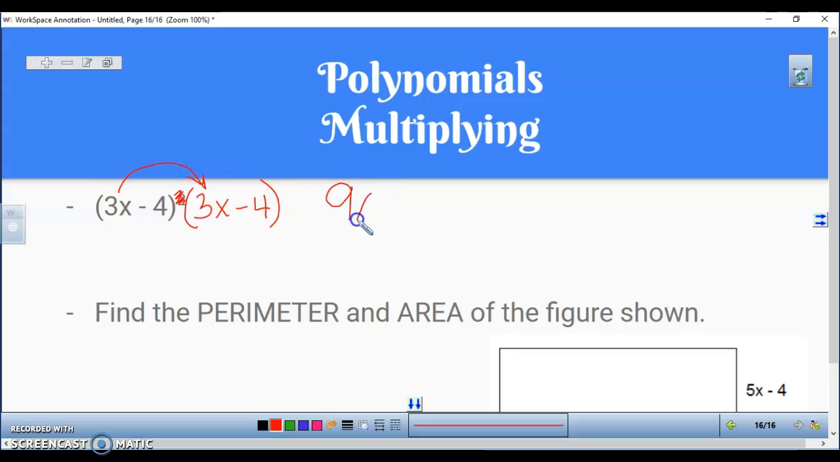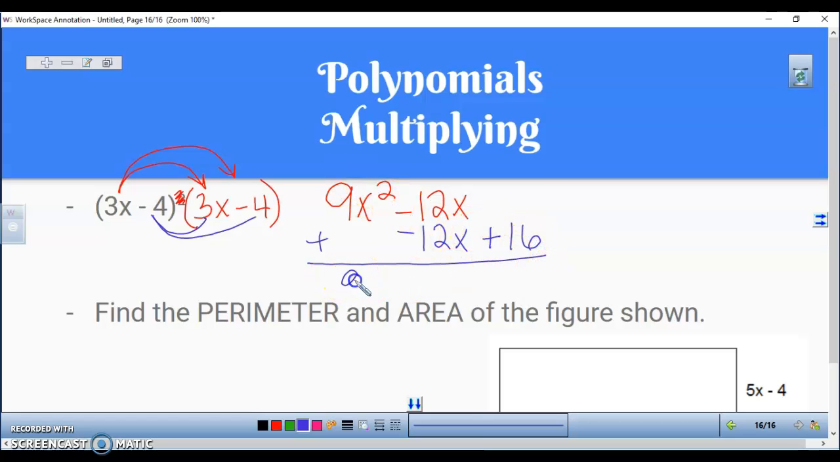3x times 3x gives me 9x squared. 3x times negative 4 is negative 12x. Now I'm going to distribute the 4. Negative 4 times 3x is negative 12x, and I like to stack these up. It's your choice. Negative 4 times negative 4 is positive 16. I go ahead and add these. That's why I stack it up. That gives me 9x squared minus 24x plus 16. Remember, it does not matter what method you use, whatever you're the best at. This is a quadratic trinomial because it has 3 terms with a degree of 2.